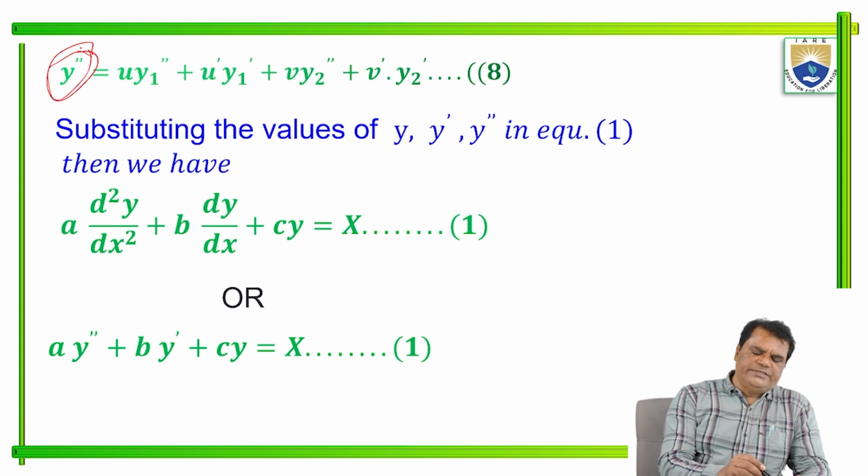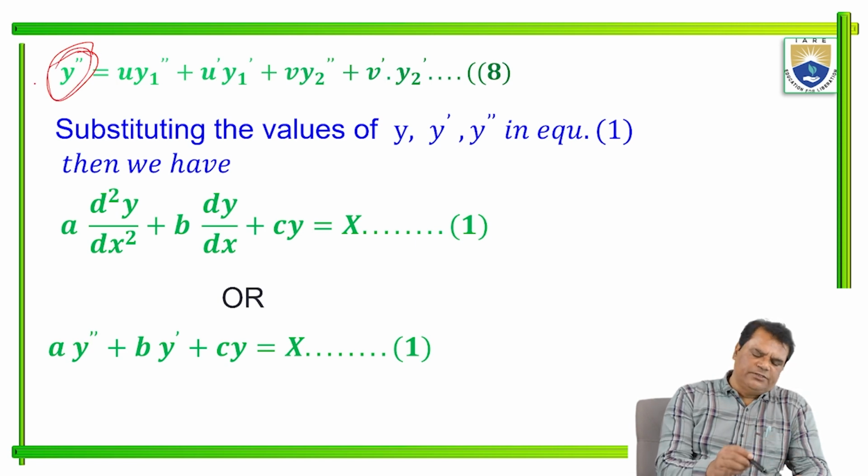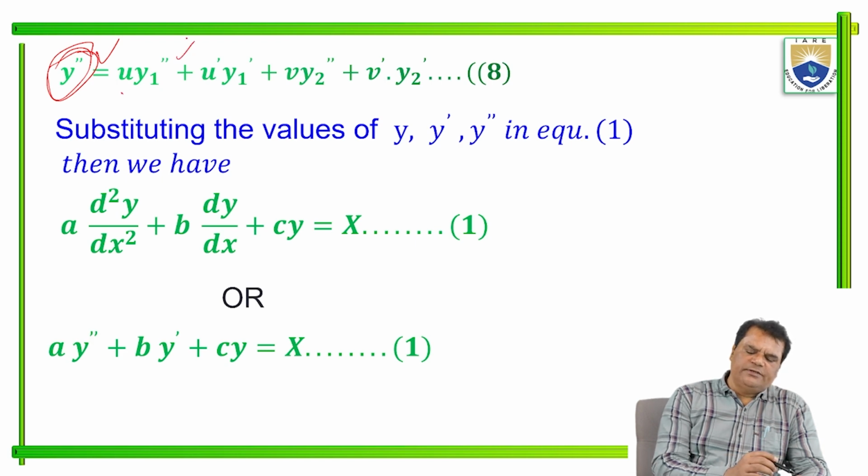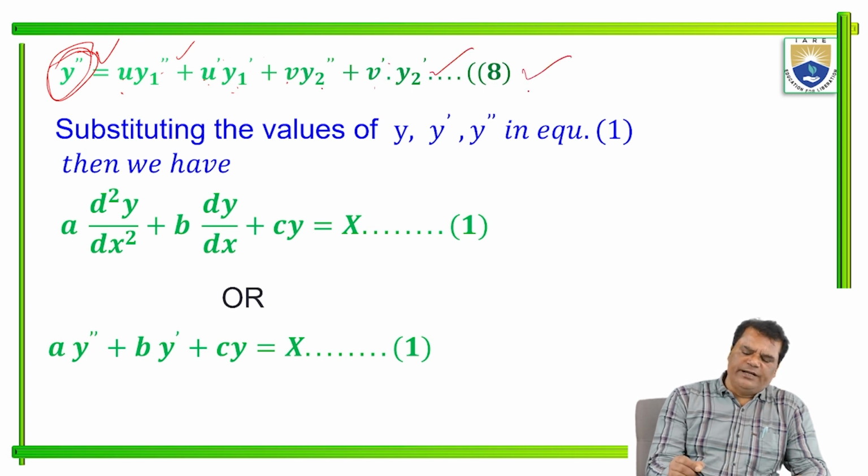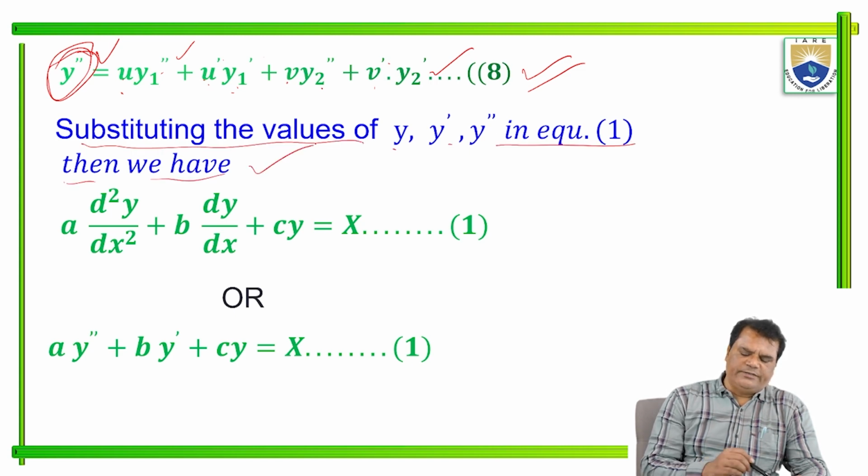After applying the formula we get this result. This is the differentiation of y dash with respect to x, so we get y double dash equal to u y1 double dash plus u dash y1 dash, plus v y2 double dash plus v dash y2 dash. This is equation 8. Now substituting y dash and y double dash in equation 1, we get the following.